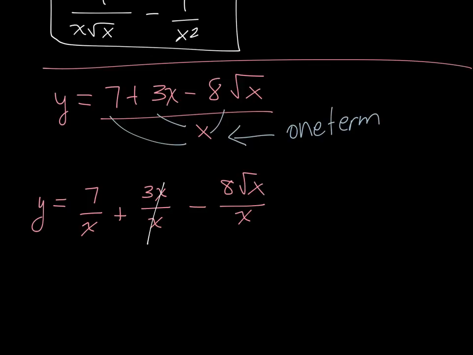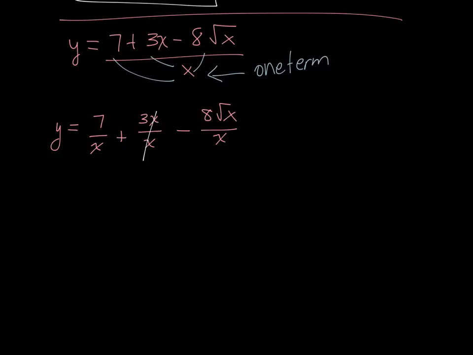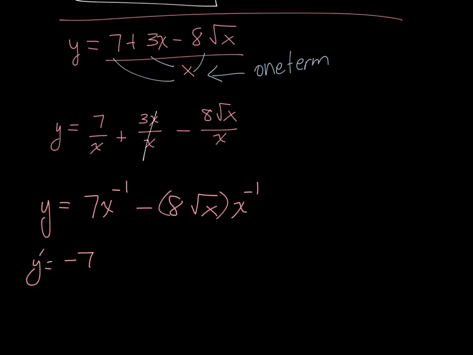And now I just start using my power rule, so I don't even have to use a quotient rule, because this is actually 7x to the negative 1, remember? And this piece would be minus 8 square roots of x times x to the negative 1, so we'll figure out what to do with that. And so from this point now I can take my derivative, so this will be negative 7x to the negative 2.